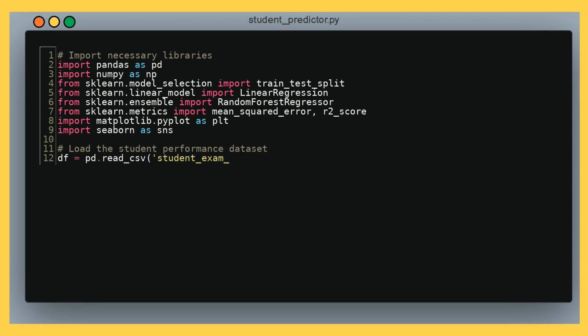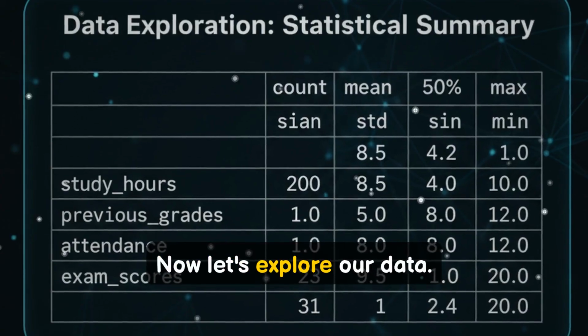We import Pandas for data handling, NumPy for calculations, and scikit-learn for machine learning models including linear regression and random forest regressor. We also import train_test_split to split our data, and metrics like mean_squared_error and R2_score to evaluate model performance. Matplotlib and Seaborn are for visualization. Finally, we load the student exam data CSV file and display the first few rows using df.head to inspect our data structure. Now let's explore our data.